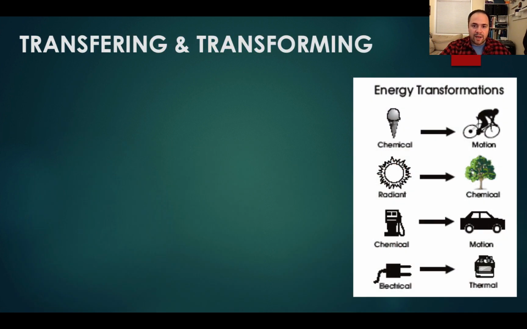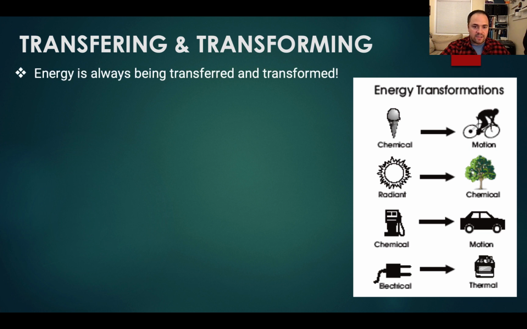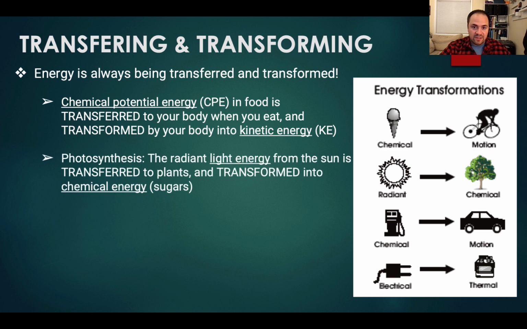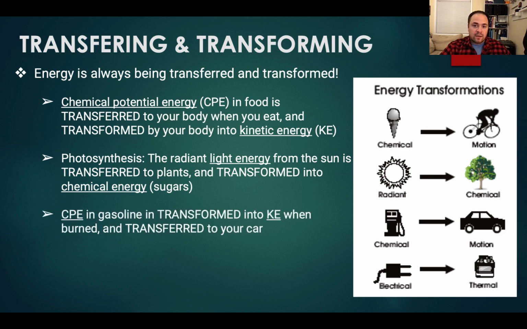Now, energy is transferring and transforming all the time, all around us. For example, your food has chemical potential energy that is transferred to your body when you eat, and your body transforms this into kinetic energy like when you move. Another example is photosynthesis. Radiant energy is transferred from the sun to plants, and the plants transform this energy into chemical potential energy, which gets stored in the bonds of the glucose that they make for food later on. Chemical potential energy in gasoline is transformed into kinetic energy when you burn it, and that is transferred to cars, which is how they move.